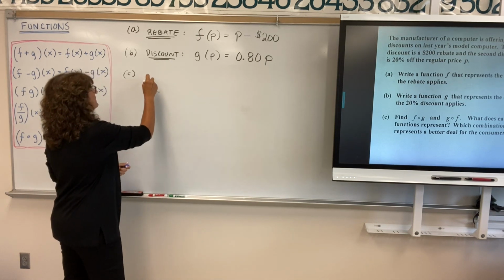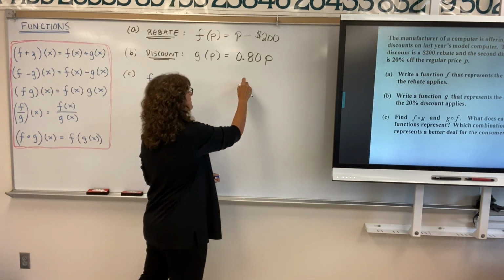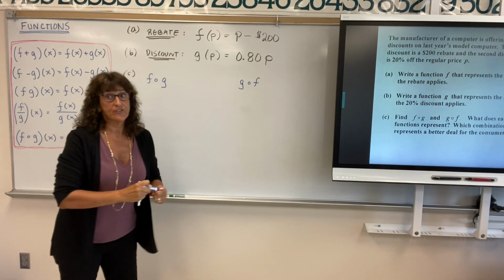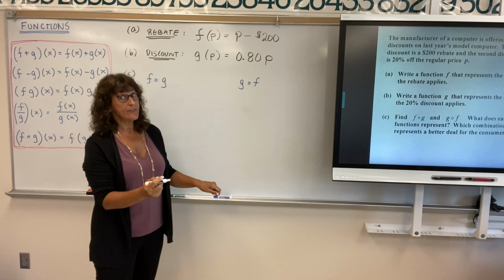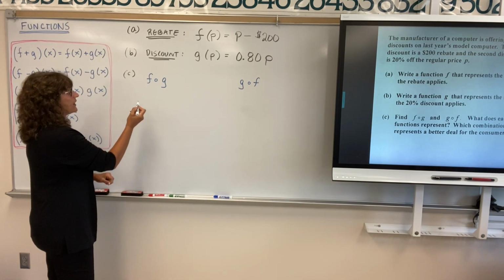So they want you to take F composition with G, and they want you to take G composition with F, and tell you which one's going to be the better deal. And they won't come out the same. One of these will be the better deal, all right? So let's start with the F composition G.